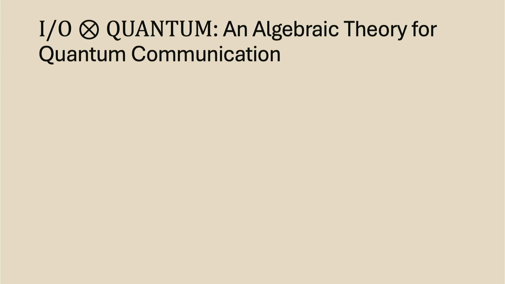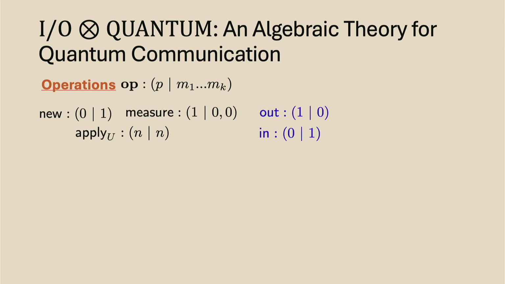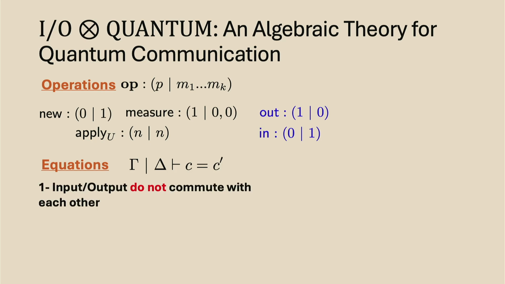How we specify an algebraic theory for communication is not magical. Starting from the theory for computing, you add two operations, input and output: input receives a qubit, output sends a qubit, and you add equations. There are actually non-trivial equations that you can add.